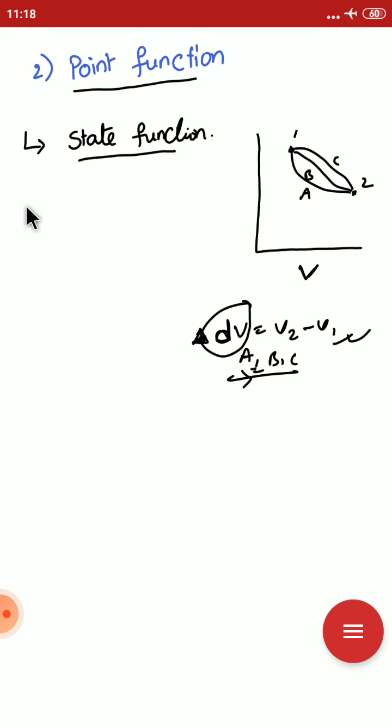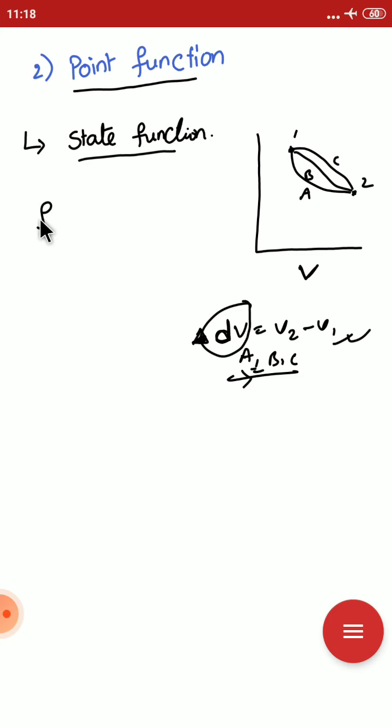If you come to the definition, a point function is a function whose values only depend upon the final and initial state of the thermodynamic process, irrespective of the path followed by the process. Example of the point functions.